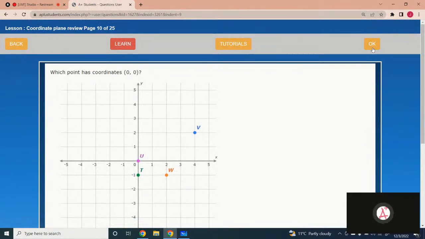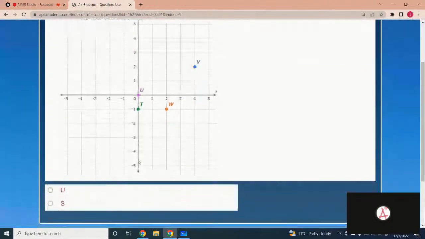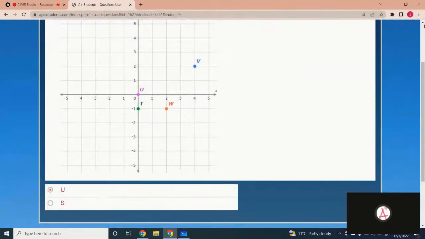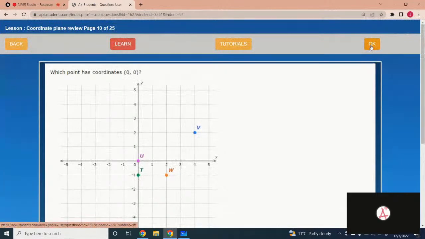Which point has the coordinates 0, 0? Here is 0, 0. Got it? That would be the origin. On the origin, both x and y values are 0. So it would be U. Just select the correct option and click on the OK button.